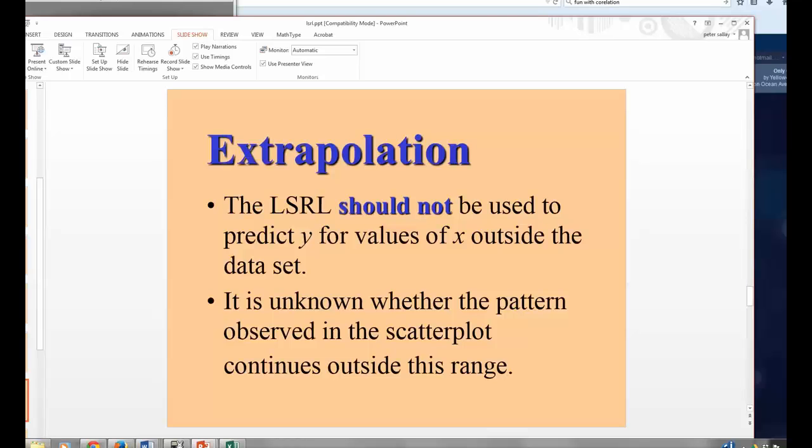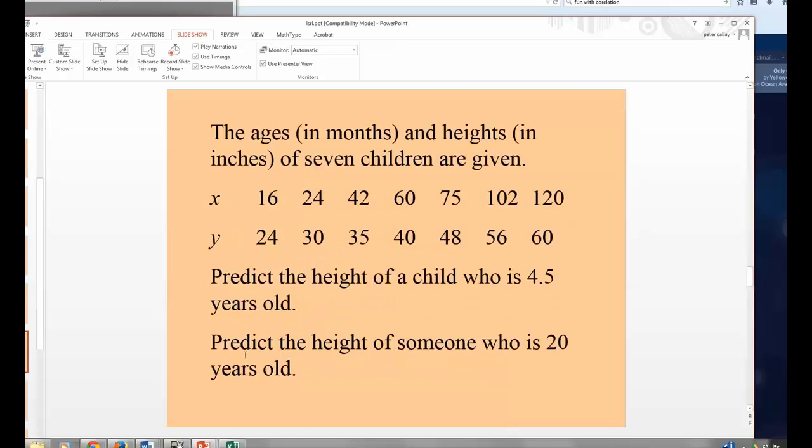We do want to be careful with something called extrapolation. Just because we can predict doesn't mean we should predict. If we predict outside the range of our LSRL, so let me kind of go back. What am I talking about here?